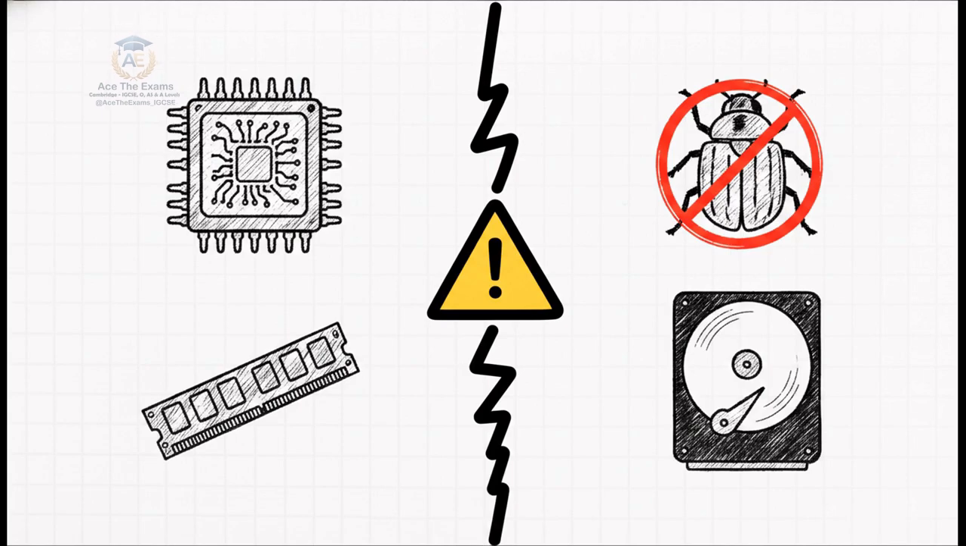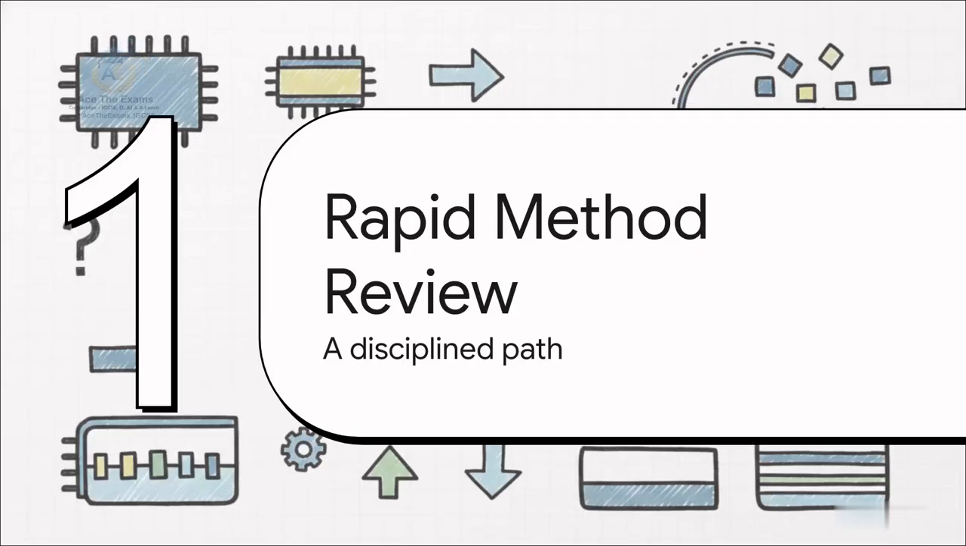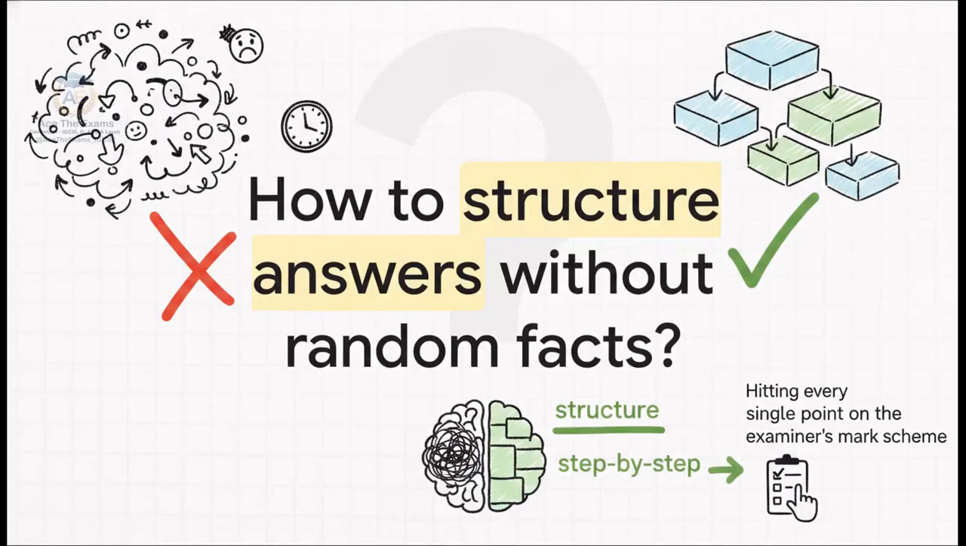Let's transition into Section 4, the Rapid Method Review. Now we are reaching the absolute core of our exam strategy, a disciplined, highly technical path for approaching literally any binary addition or overflow question they throw at you.